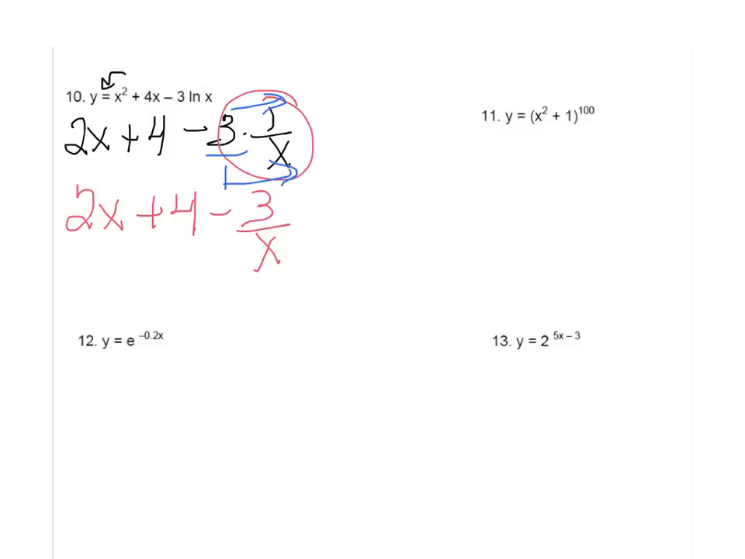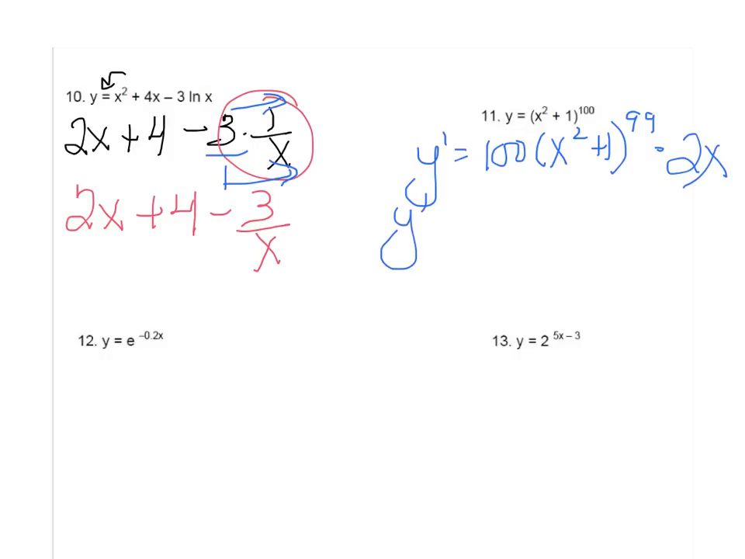Now for 11, we need the chain rule because we have a function inside another function. So to take the derivative, we're going to take the normal derivative, that's 100 times x squared plus 1 to the 99, times the derivative of x squared plus 1, which is 2x. So combining that, we can multiply 100 and 2x and get 200x times x squared plus 1 to the 99th.